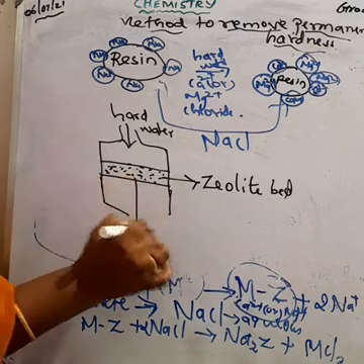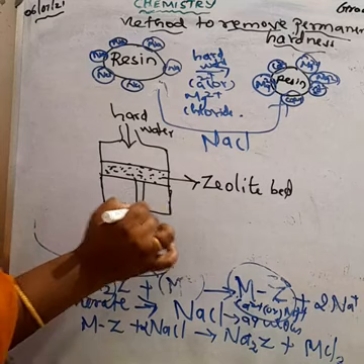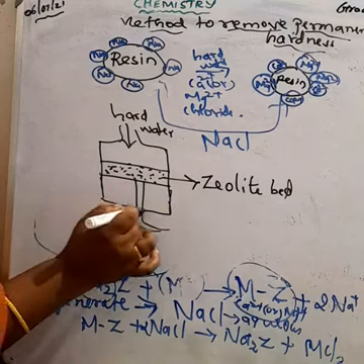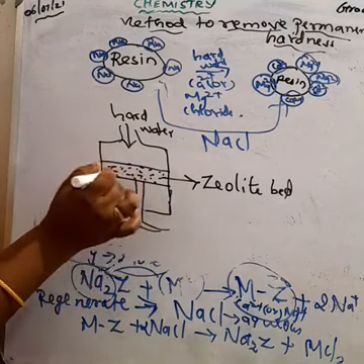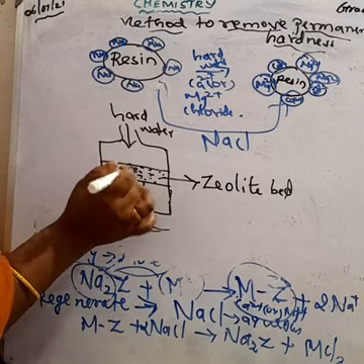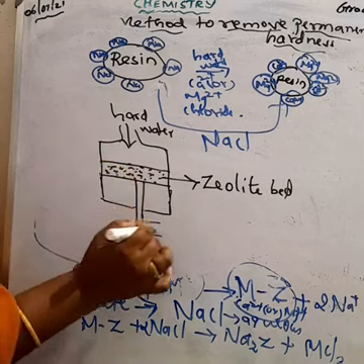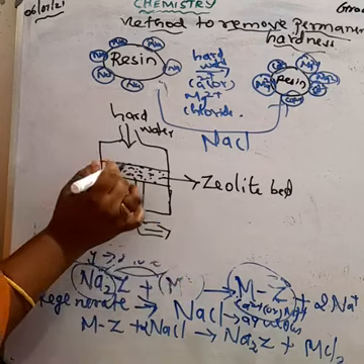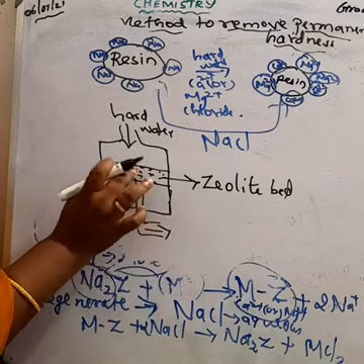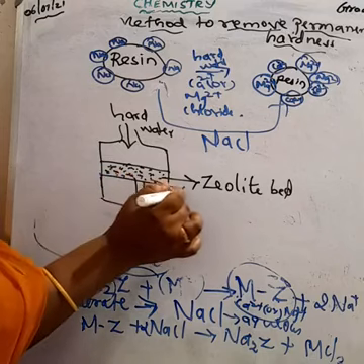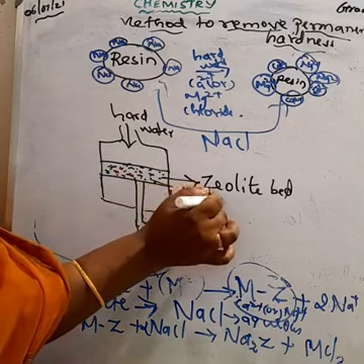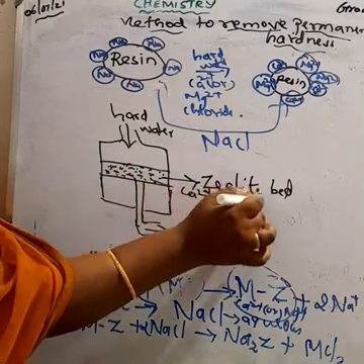The calcium and magnesium present in hard water are replaced by the sodium atom present in the resin. So the sodium atom replaces the calcium and magnesium, and the calcium and magnesium ions stay in the zeolite bed. So finally we get the soft water.